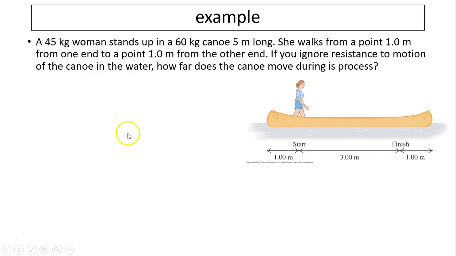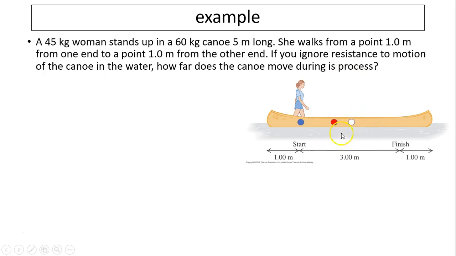Let's take a look at another example. A 40-kilogram woman stands on a 60-kilogram canoe 5 meters long. She walks from a point 1 meter from one end, over here, to a point 1 meter from the other end, over here. If you ignore the resistance of the canoe in water, how far does the canoe move during this process? So let's take a look.